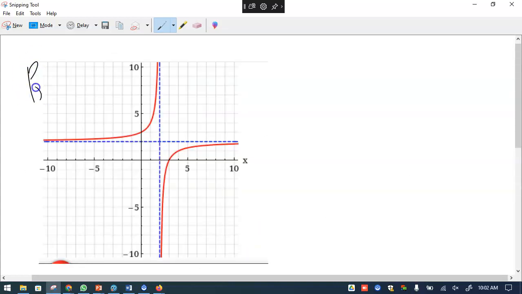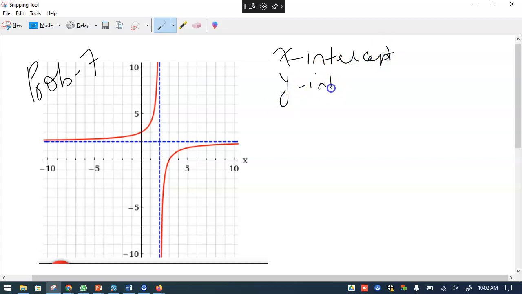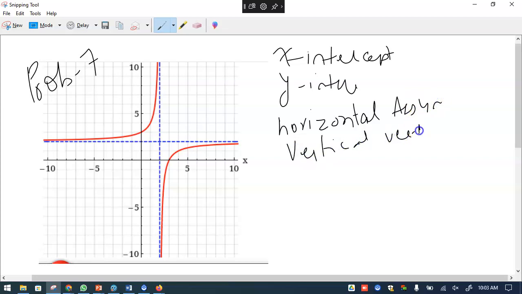Let's do another practice problem, and that's problem number 7. So the question is, what is the x-intercept? What is the y-intercept? And also you need to know what is the horizontal asymptote, and what is the meaning of vertical asymptote. So these are the things.